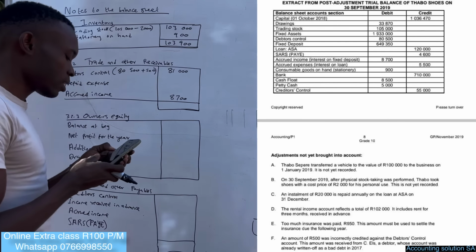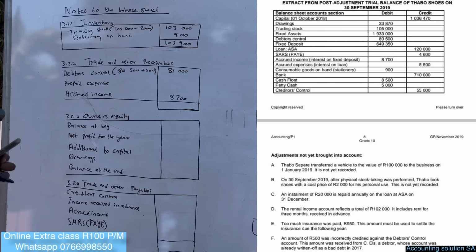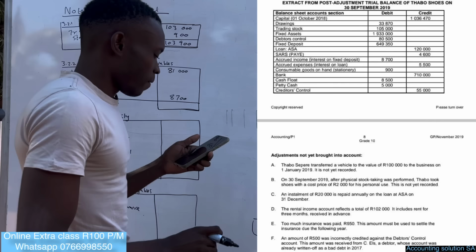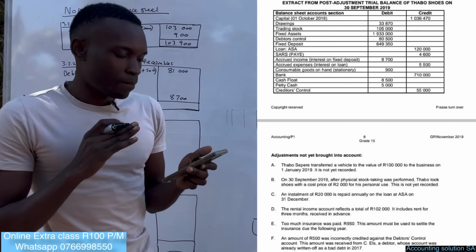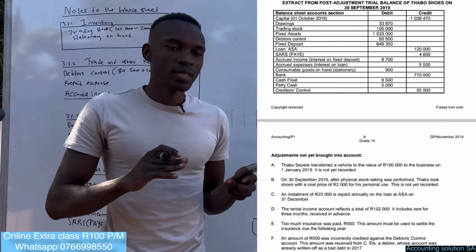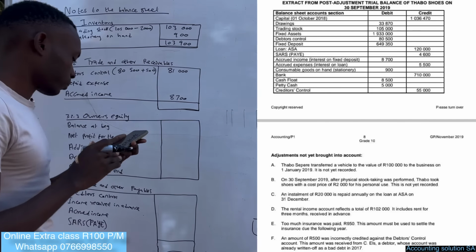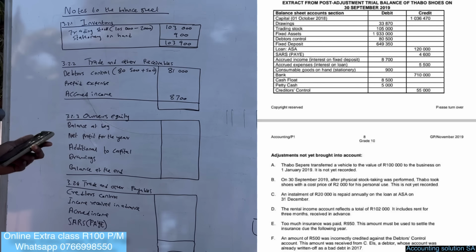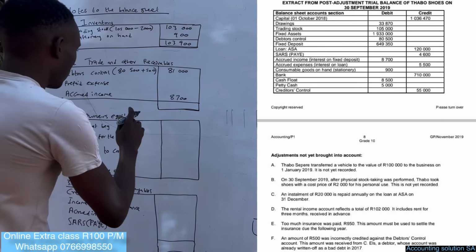Which means that in this case, because the amount of insurance was overpaid and is for next year, we regard it as a what? Prepaid expense. Prepaid expense, guys, is an amount that has been paid in advance. So in this case, let me explain it properly.